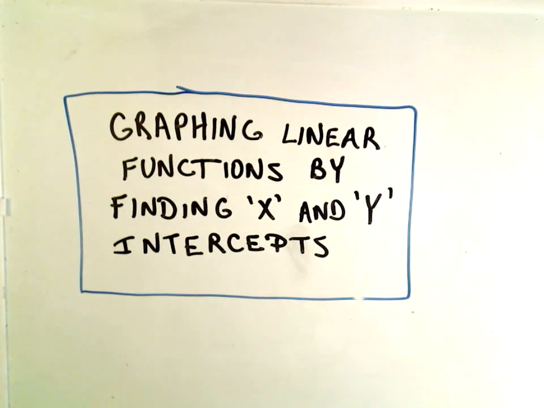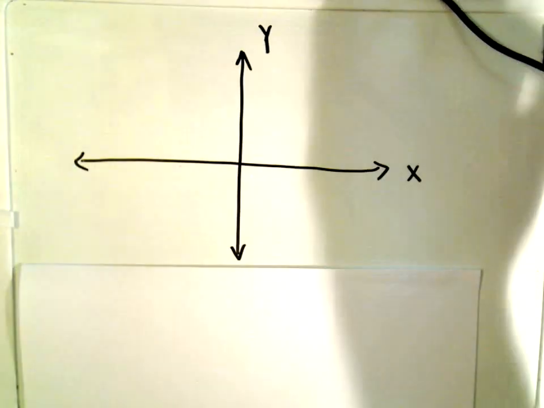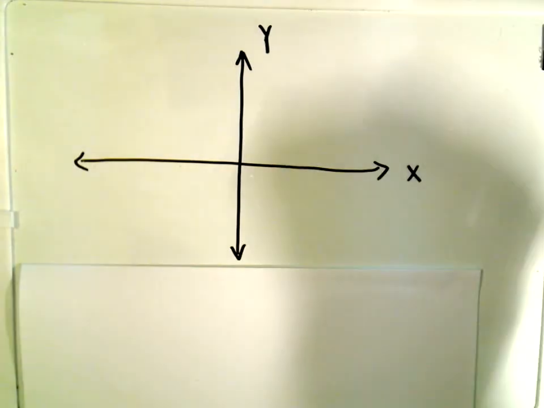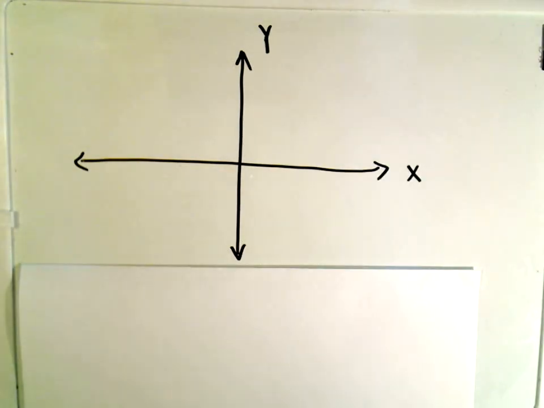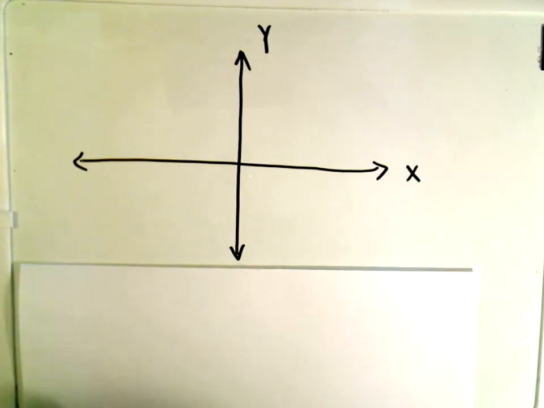Okay, in this video we're going to talk about graphing linear functions by finding x-intercepts and y-intercepts. There are other ways to graph linear functions. Slope-intercept form is definitely another very common way, but this technique works to find x and y-intercepts in general as well.